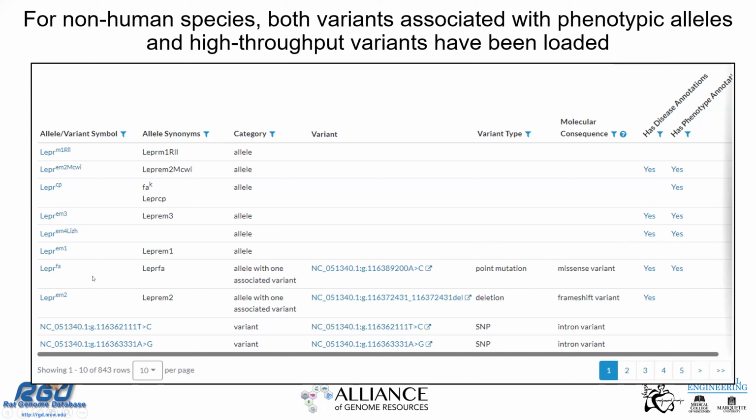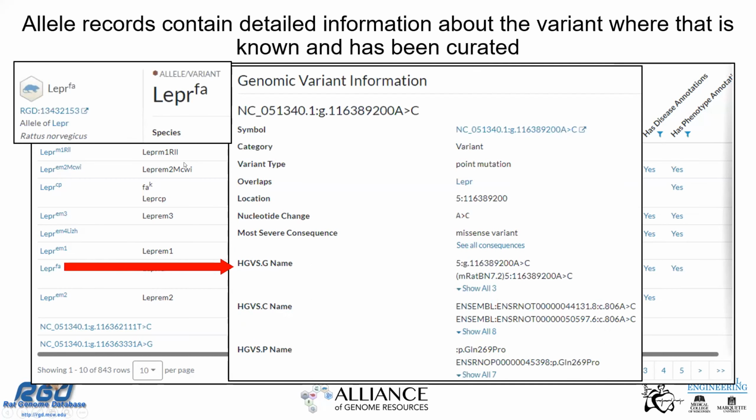So when we're looking at alleles, if the allele like this one has a variant associated with it, when you go to that allele page, so this link takes you to the allele page, it will show you details about the genomic variant that is associated with that allele.